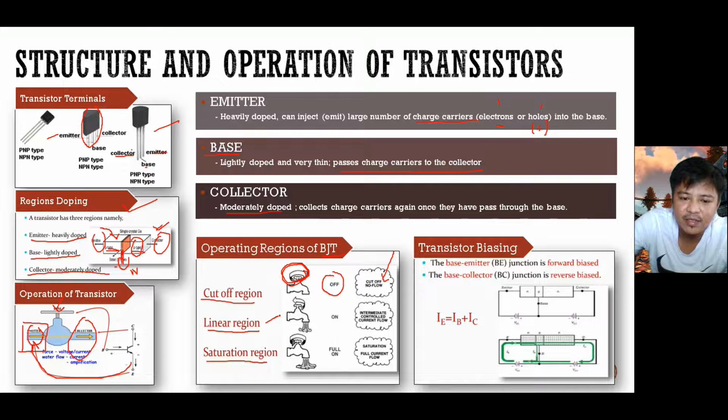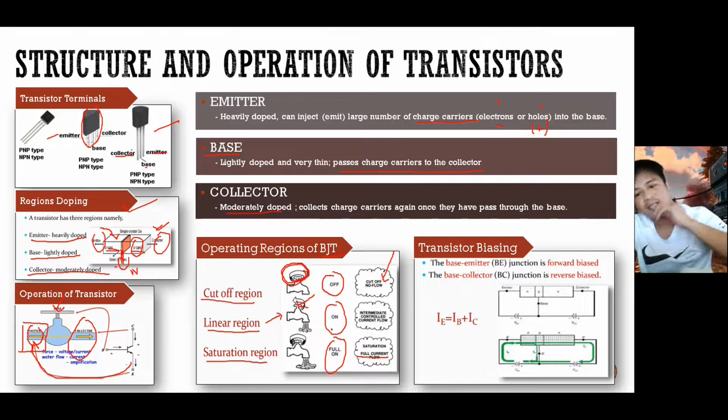Another one is the linear region. So this is also sometimes called the active region. So this is in on state and intermediate control of current flow. So this is variable because you will be the one to control this, kumbaga ikaw yung nagko-control ng pagbukas ng ating gripo. Then lastly, the saturation region or the full on state of this transistor is allowing the full current flow or the maximum current to flow within this transistor.